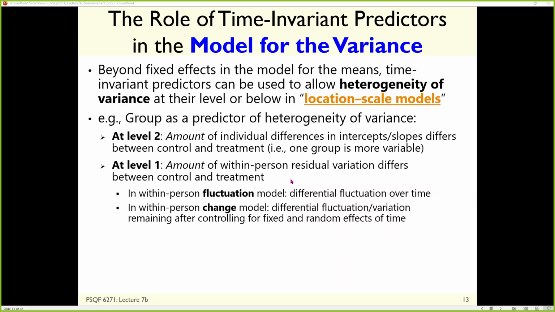This is called a latent scale factor? So the idea of a random intercept that controls the differences between this and this in terms of your amount of residual variance is called a random scale factor.